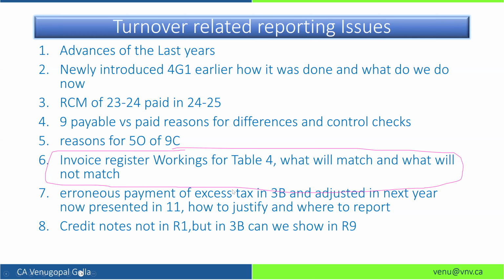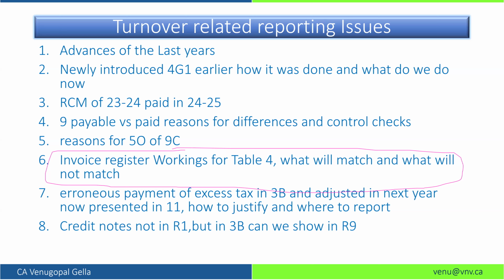What will not match in the invoice-wise register is your advances, because on top of your invoices, you are adding advances. So 5P should be matching with the invoice-wise register. 5P of 9C should be matching with the invoice-wise register. Same would match with tables 4, 10 and 11. Anyone wants to say anything here?